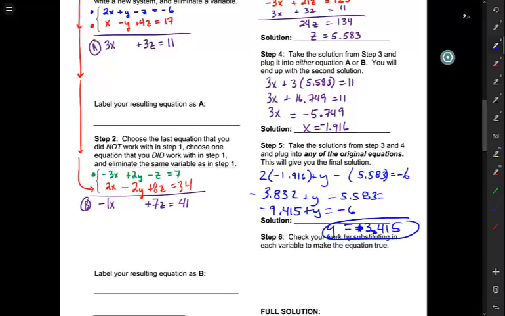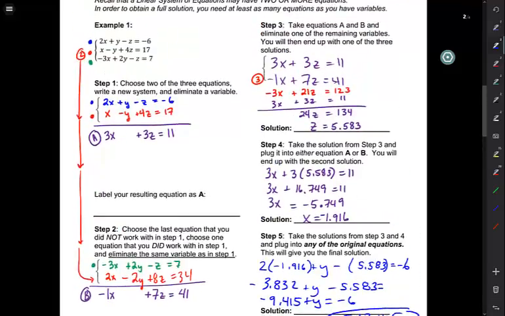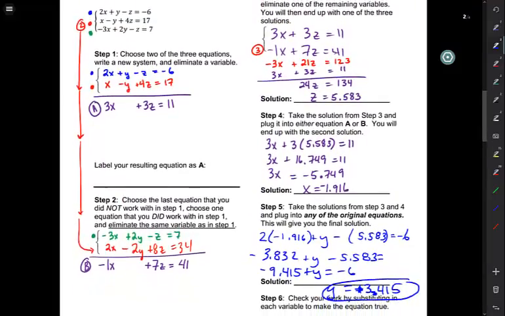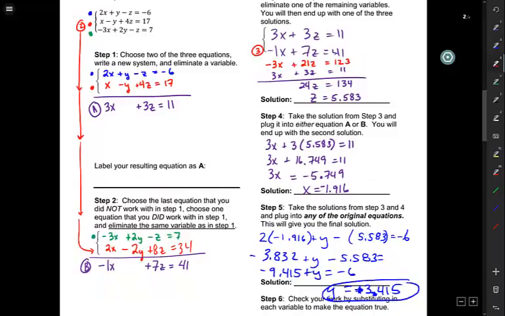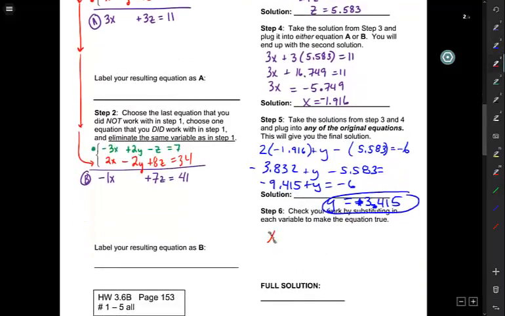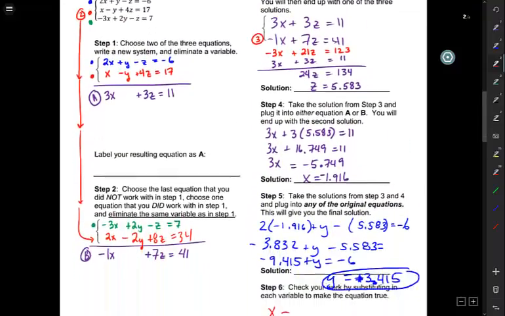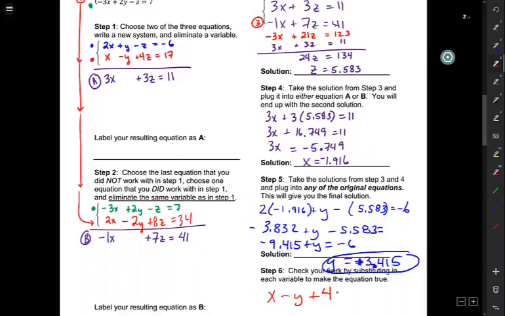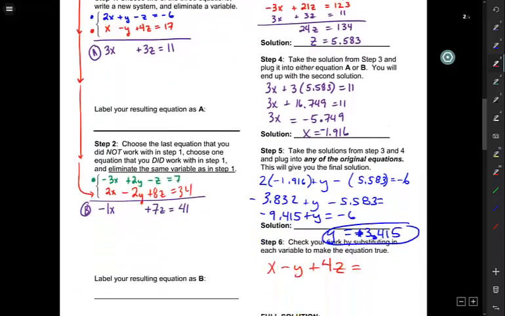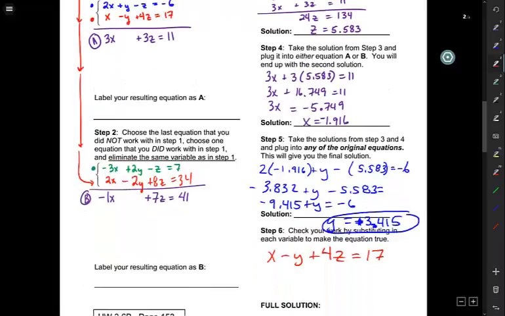All right, so let's check this. And you said you want to combine this with what equation? Red? Since we solved it with blue. So I'm going to switch to red. And the red equation is x minus y plus 4z equals 17. All right, so negative 1.916 minus y, which is 3.415, plus 4z, which is 5.583. So we're going to plug all this in.